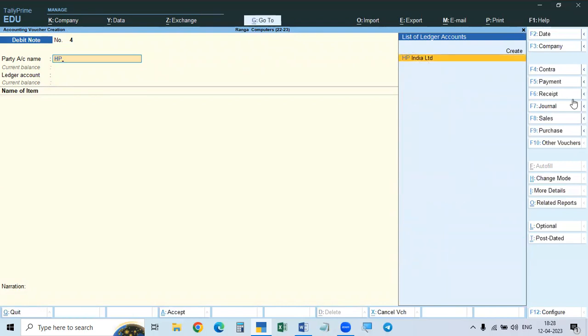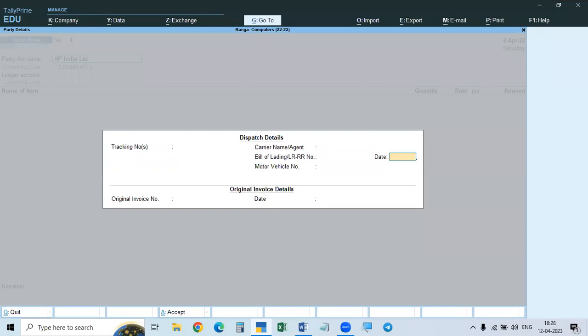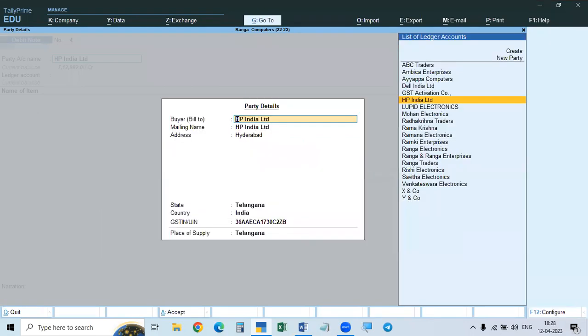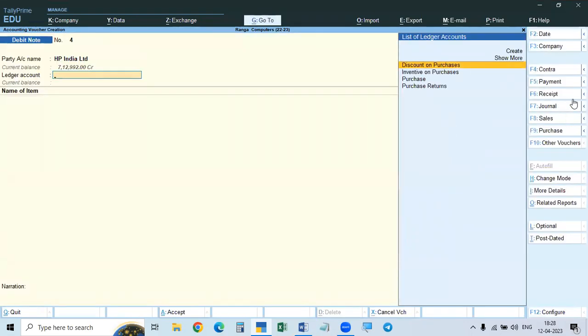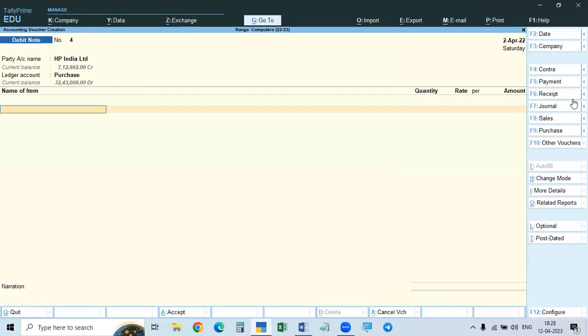HP India Limited. The order is 202 first April. And here also we are reducing the value of the price. Previously we reduced the quantity, that means the bill's sales price is reduced. Now we are decreasing the rate, that means the value is decreased. So for this also we have to take only purchase.